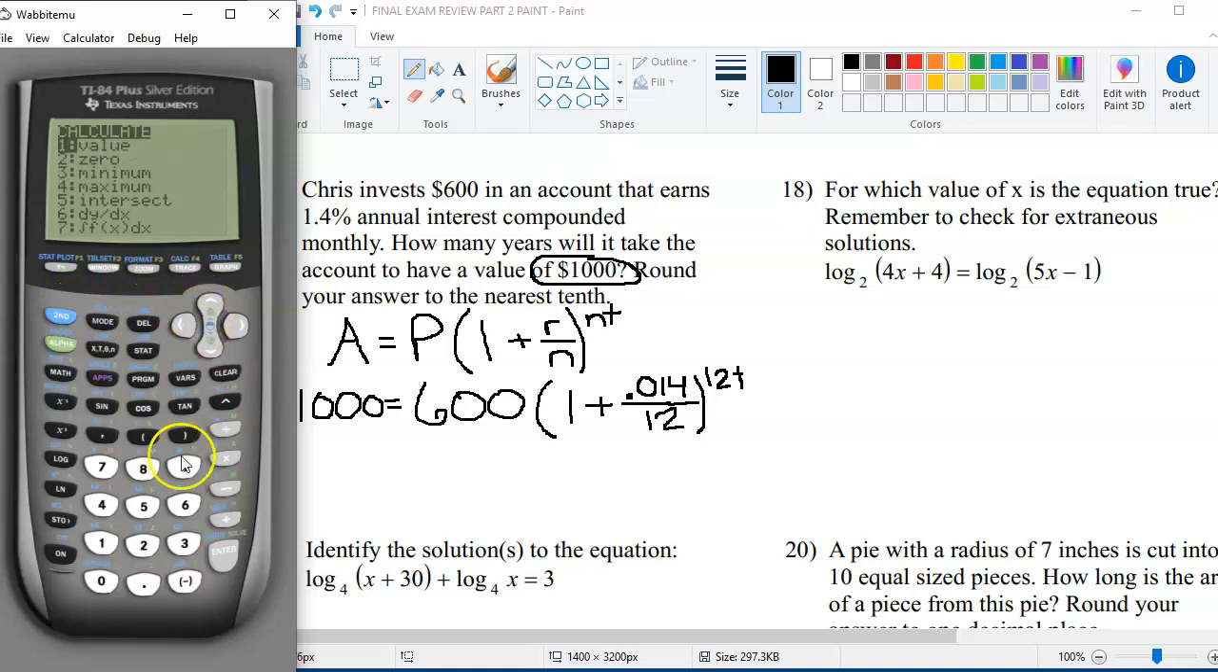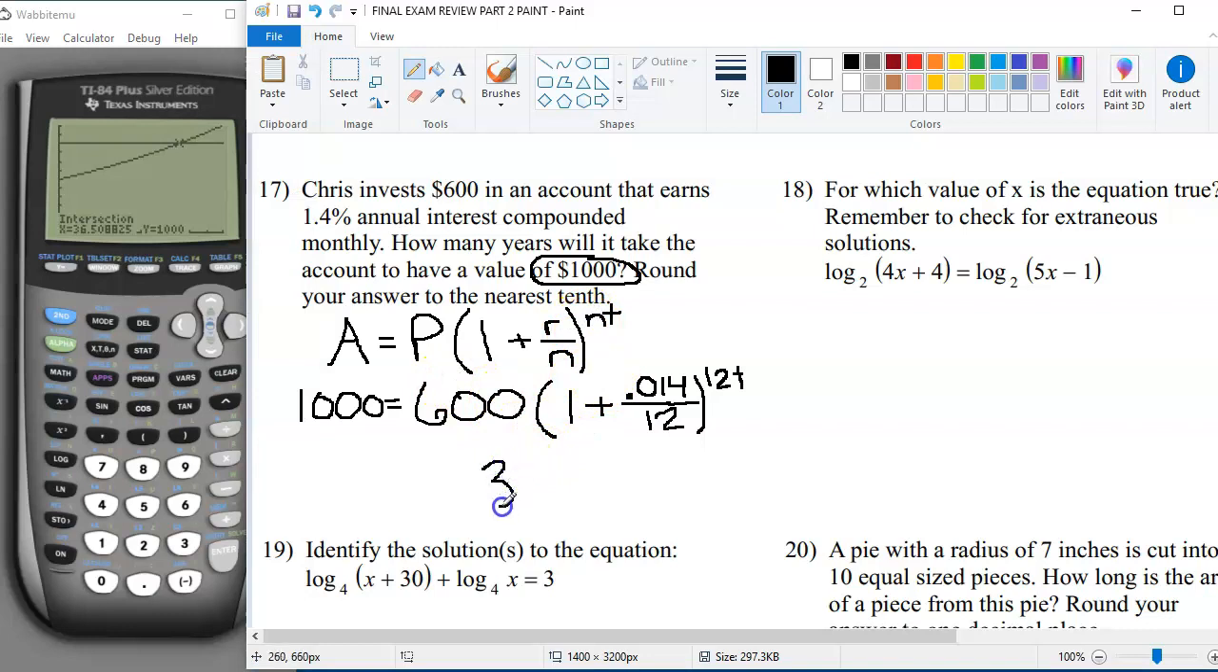Okay, second calc, intersect, then you hit enter 3 times, whatever method your calculator uses. It says round to the nearest tenth, so I am going to say it takes 36.5 years. So again, yeah, that was awful. Please don't make that mistake.